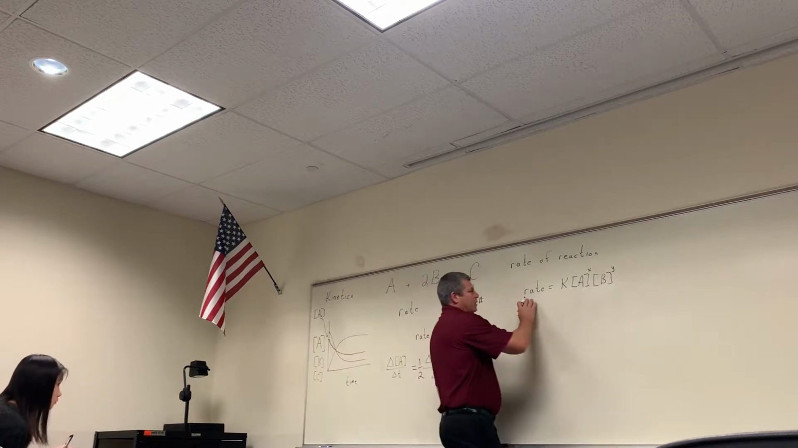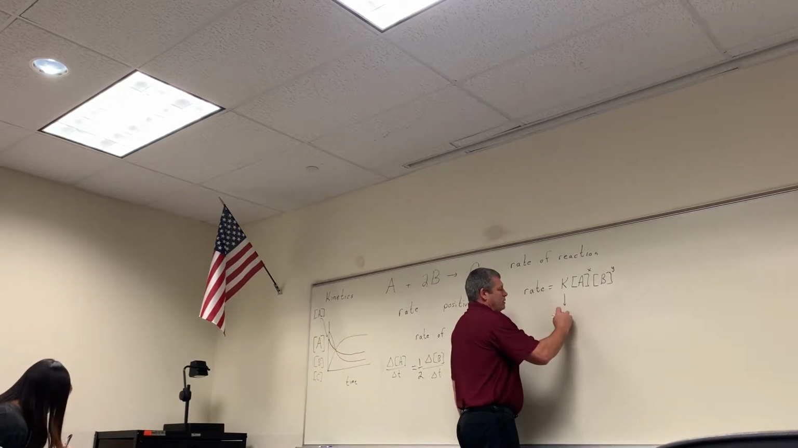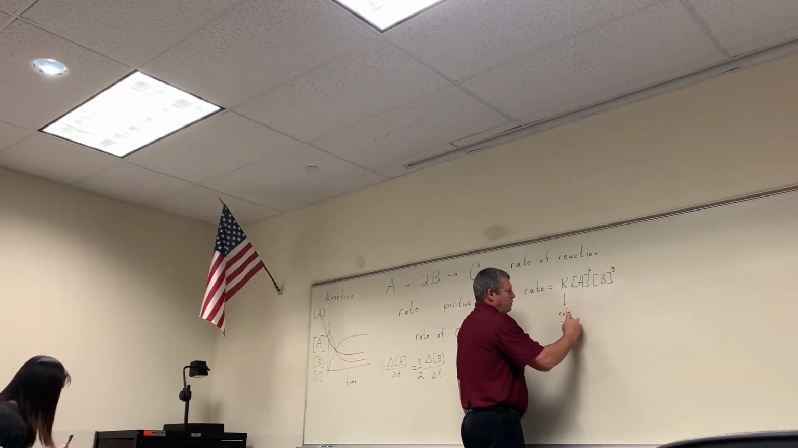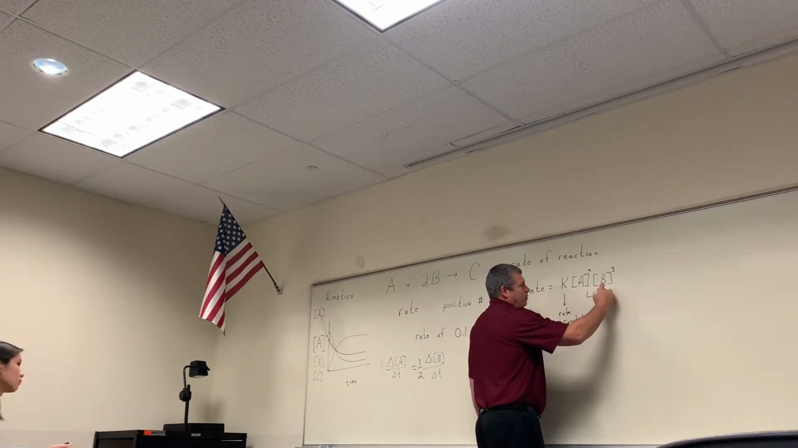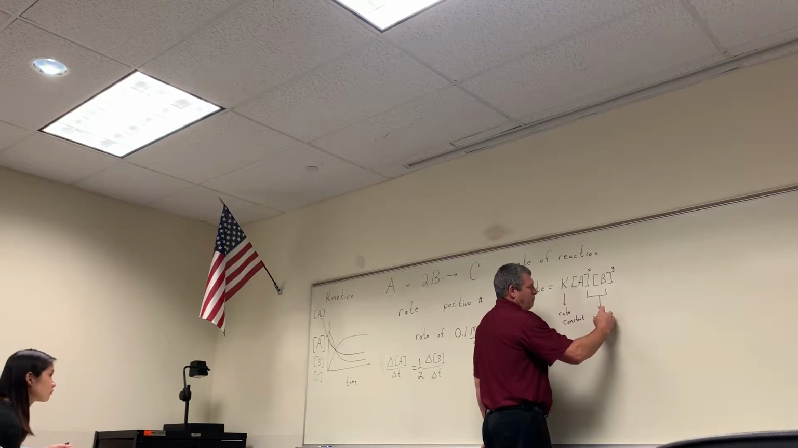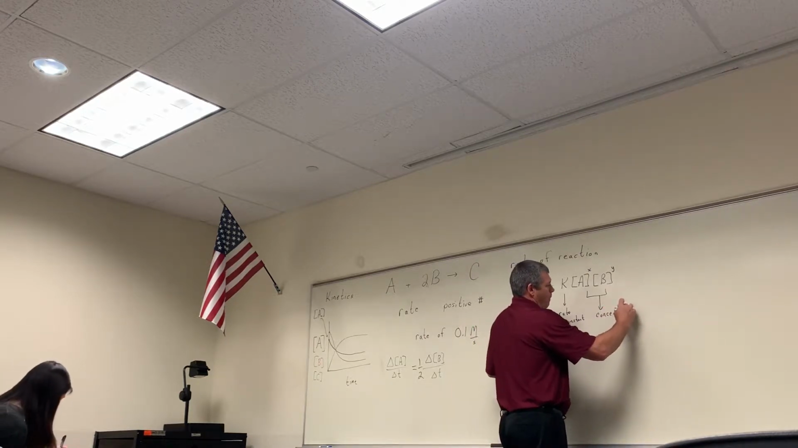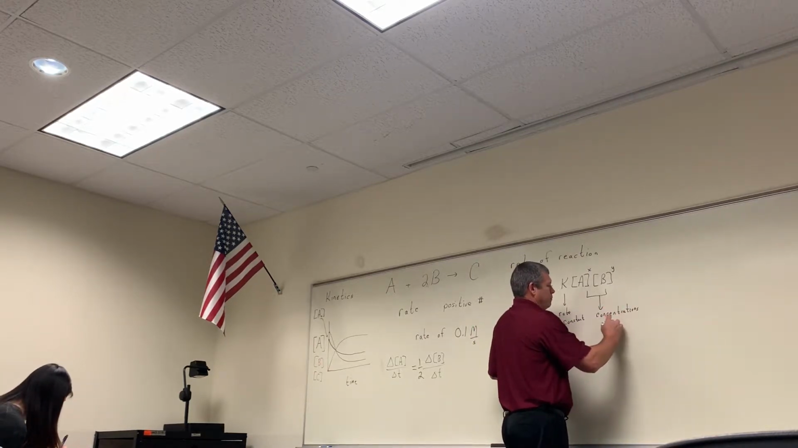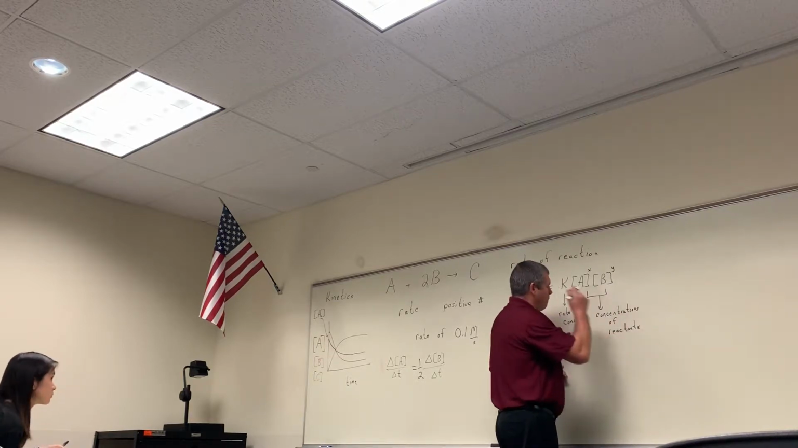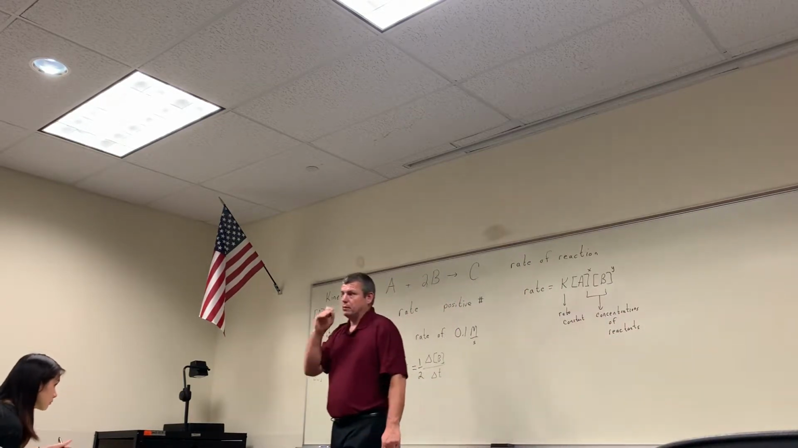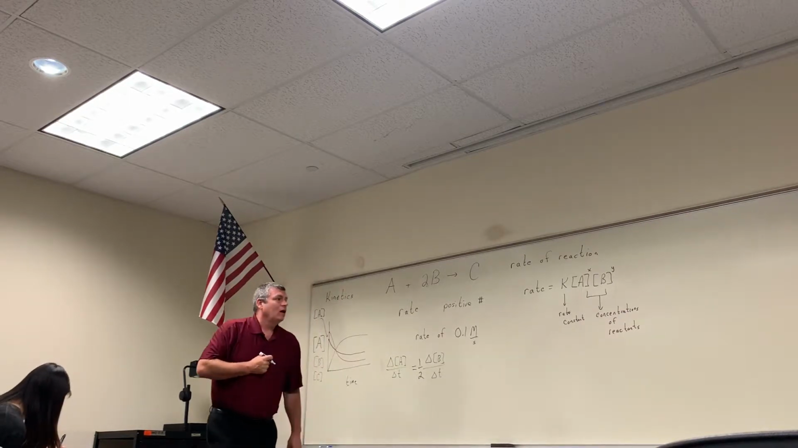This is the rate of the reaction. This is the rate constant. These are the concentrations of the reactants. What's the rate constant based on? Give me a moment, we'll get to that one. Because there's a weirdness that's happening. And X and Y are powers.